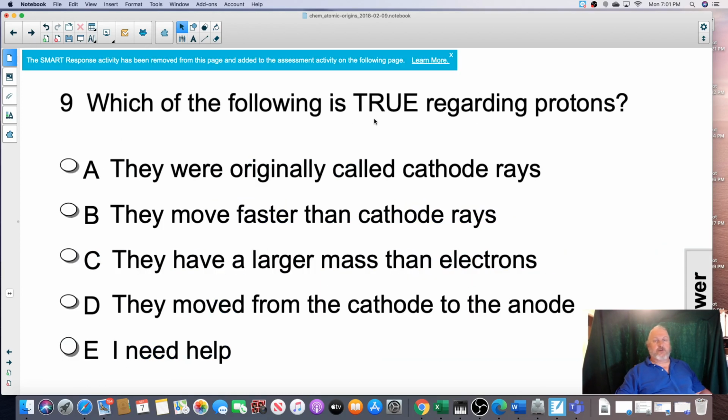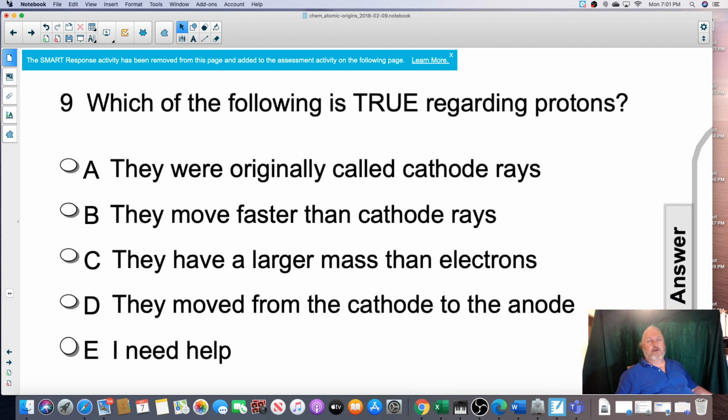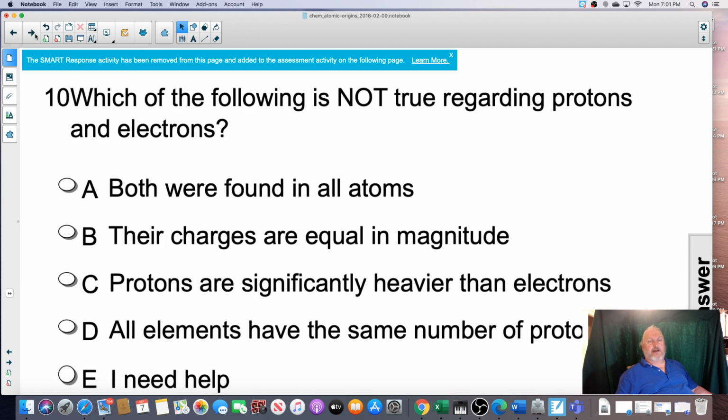Now, which of the following is true regarding protons? They were originally called cathode rays. They move faster than cathode rays. They have a larger mass than electrons. They move from the cathode to the anode. C, they have a larger mass than electrons.